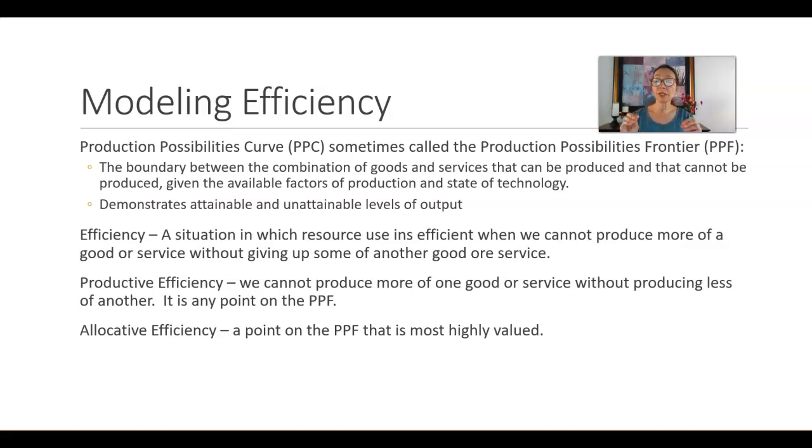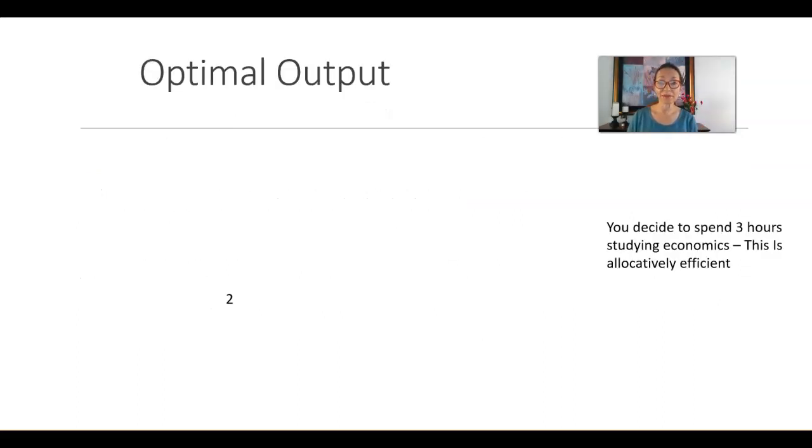So under efficiency, we have 2 categories. One is productive efficiency, which is just what I said. You can't produce more unless you give up production of something else. And then we have allocative efficiency. And allocative efficiency is the point along that curve that is the most highly valued. You know, where do we think it is going to be best, that's normative, for us to locate?